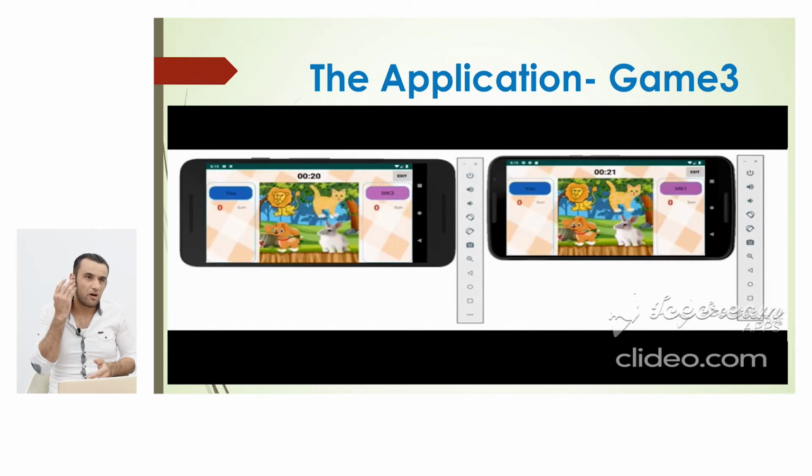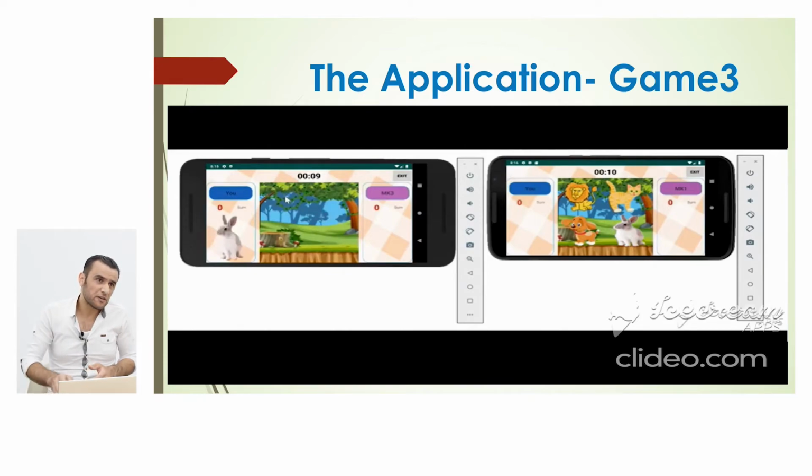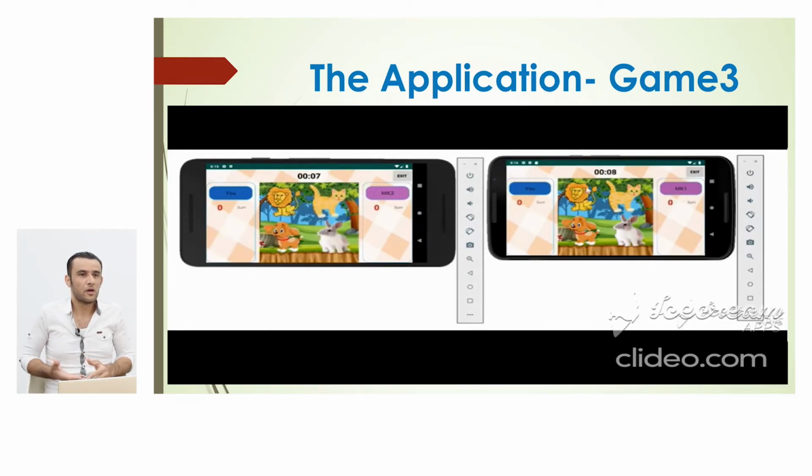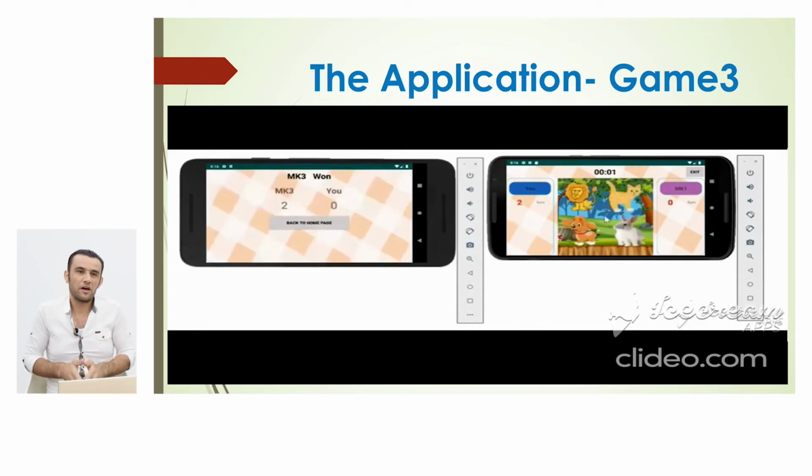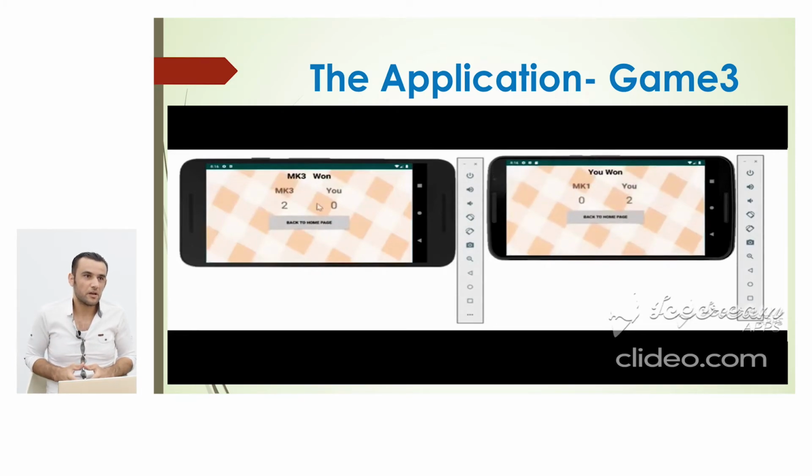They only listen to the voice in English, like dog or cat, etc., and click on the correct photo. This is an example with animals. After the time finishes, the winner will be decided. While playing the game, you can see the other player's points. In this case, this one won and that one lost.